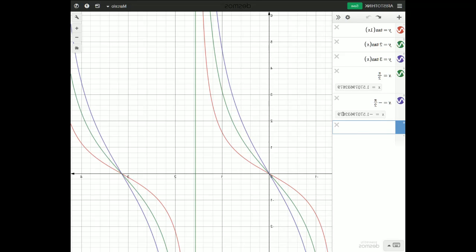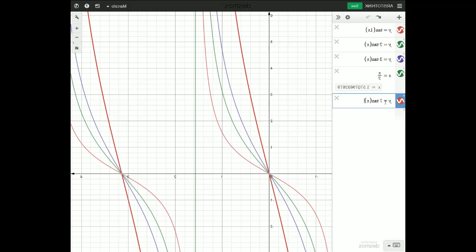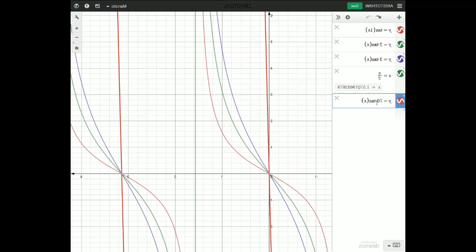Let's just get rid of this one. Now let's make y equals maybe 7 tangent of x. I'm just stretching more and more. What happens if I put 70? It's going to be very stretched. You see, very stretched. But something we have to account for.